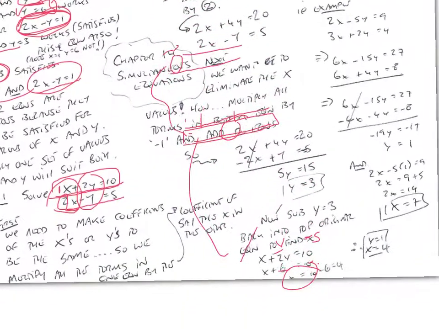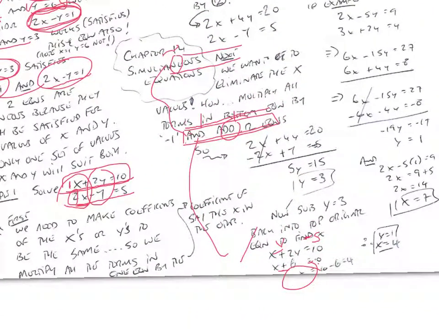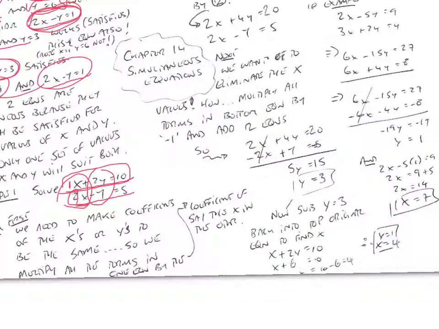Now we're going to sub that value of y equals 3 into the top original equation. If x plus 2y equals 10, then 2 times 3 is 6. x plus 6 equals 10. x is equal to 10 minus 6, x is equal to 4. So the values y equals 3 and x equals 4 satisfy both equations, both the simultaneous equations.